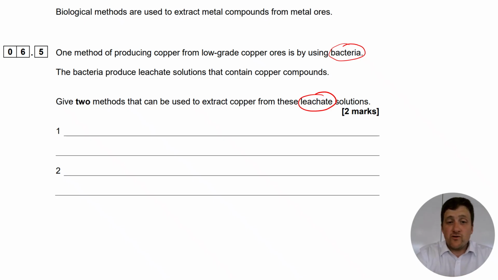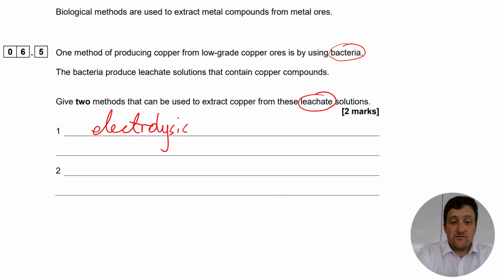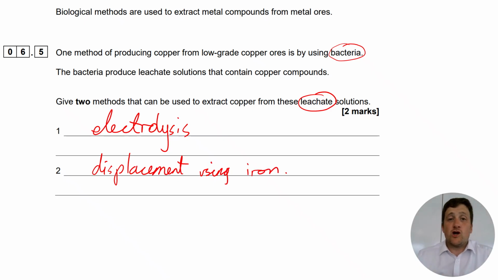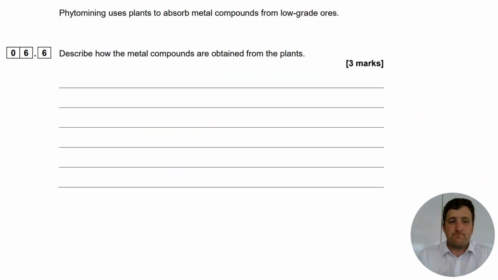Well, how do we extract the copper from the solution? Well, we've got our standard method, which is very expensive, electrolysis. But if we don't want to do that, we can also do one that's slightly cheaper, we displace. So it's the displacement using iron. So we chuck a block of iron in, and all the copper will precipitate out, and the iron will replace or displace the copper from the solution.